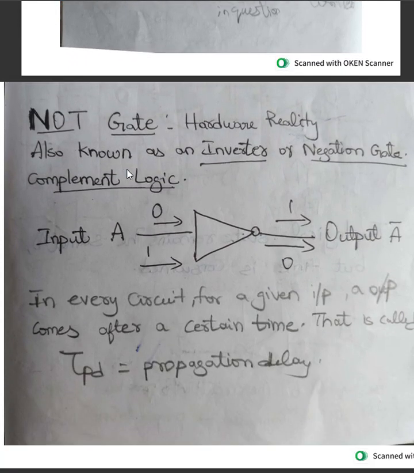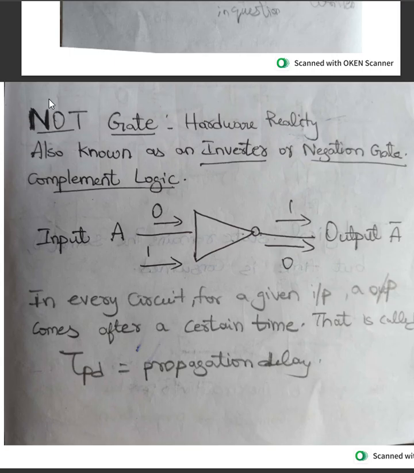Now let's see some logic gates. We have the NOT gate, AND gate, OR gate, NAND gate, NOR gate, XOR gate, and XNOR gate. Let us discuss each of them in a bit of detail. If you want more details, you can ask doubts in the comment section, and I'll be free to respond.